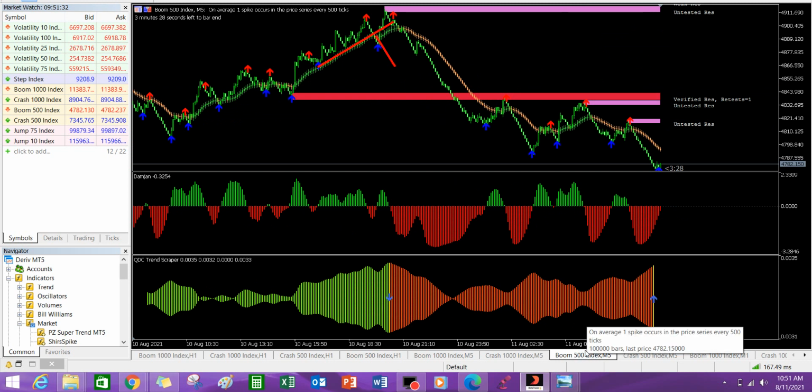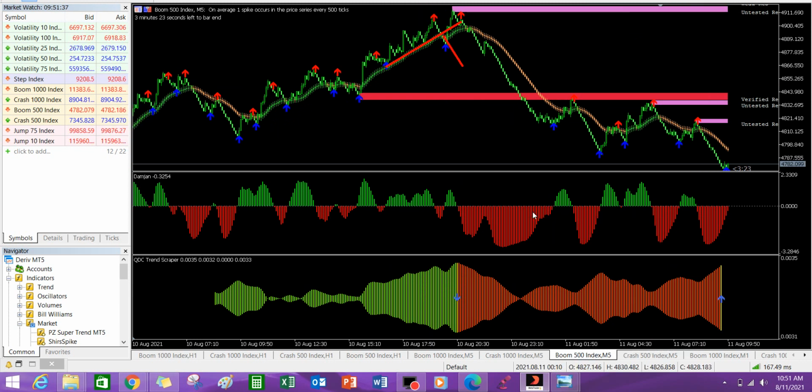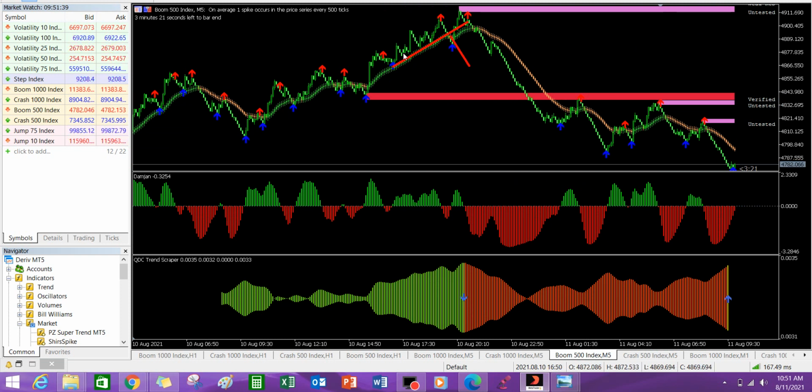Let's check out boom 500. 500 is more volatile than 1000. You can see the spikes that are happening right here. You can see them. Check out this side. You can see the way they were just happening. So that is always very important whenever you are trading.